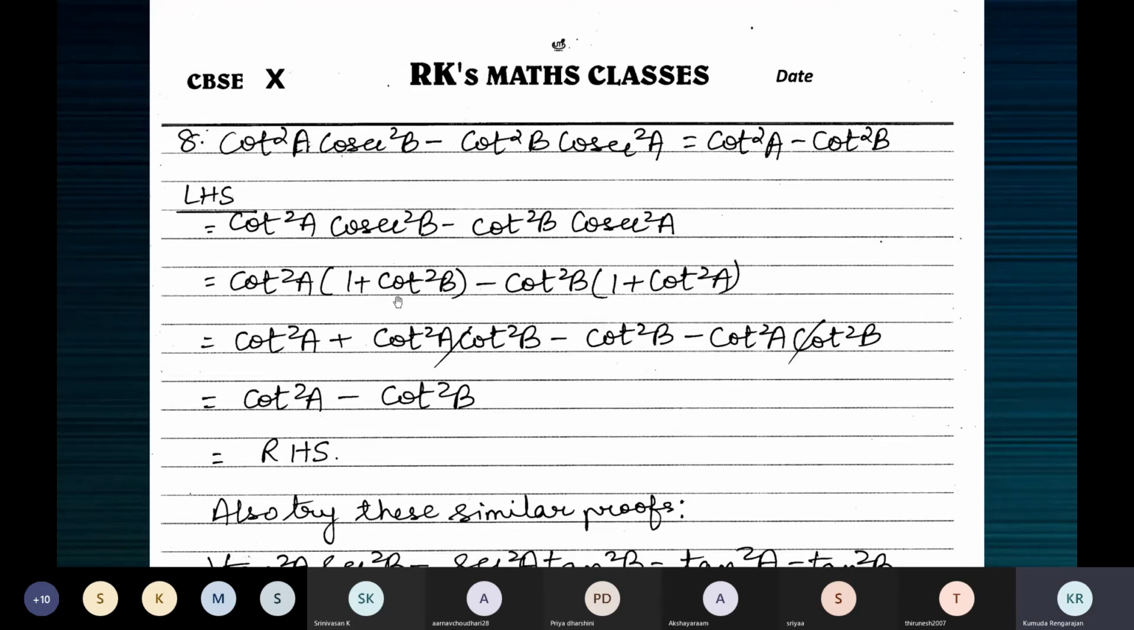We write cosecant square B as 1 plus cot square B. Please take care of the angle. Cosecant square B minus cot square B is 1. Here, cosecant square A minus cot square A is 1.